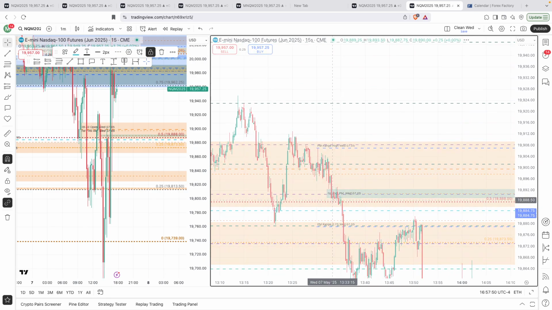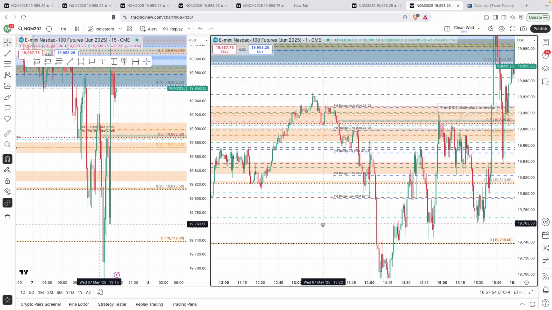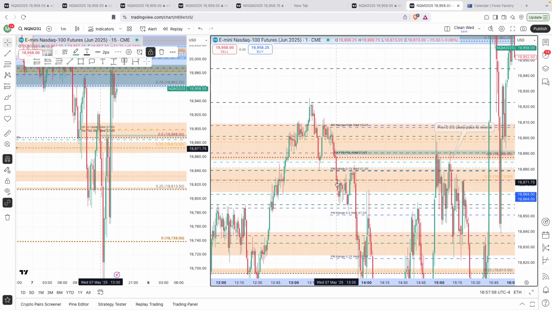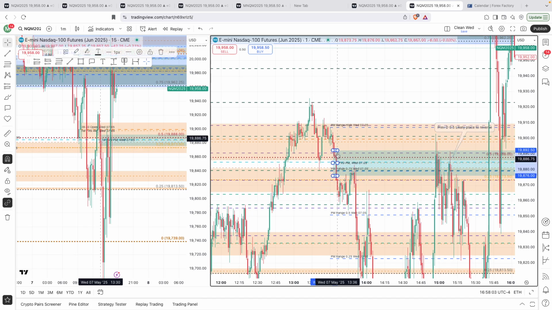I'm not sure if I added this correctly, but let's see. So today's first presented fair value gap would actually be this one. It's added incorrectly. So here.